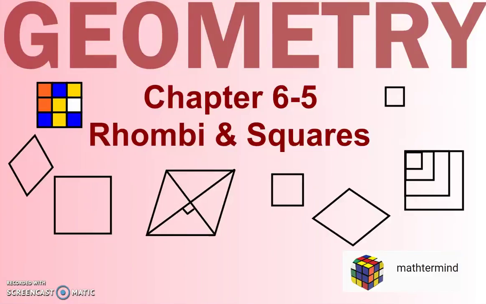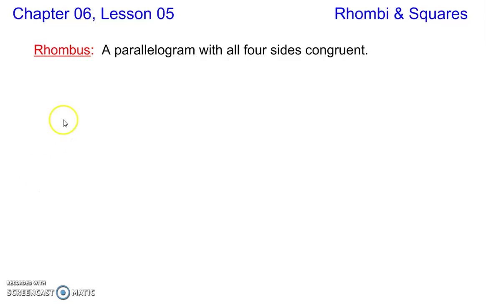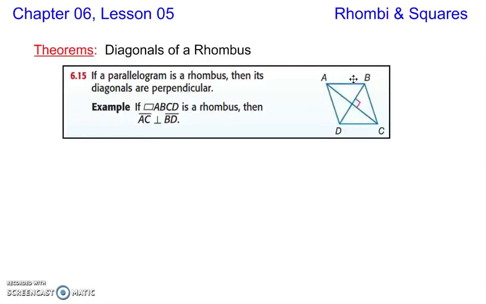Geometry, chapter 6-5. We're talking about rhombi and squares. That's right. The plural of a rhombus is a rhombi. A rhombus is a parallelogram with all four sides congruent. So you can think of it as a rhombus is to a parallelogram as a square is to a rectangle.